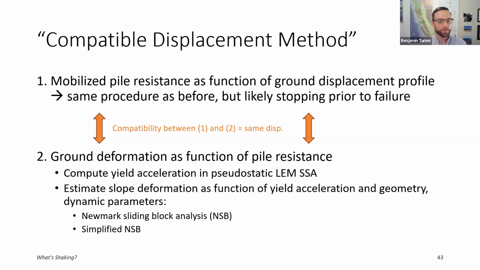Or we can do the simplified Newmark sliding block analysis, which means using a closed form equation, an empirical equation, where we plug in the yield acceleration and other parameters that describe our slope and its dynamic characteristics, and we spit out an estimate of the slope deformation. Those are based on large databases of seismically induced slope failures.